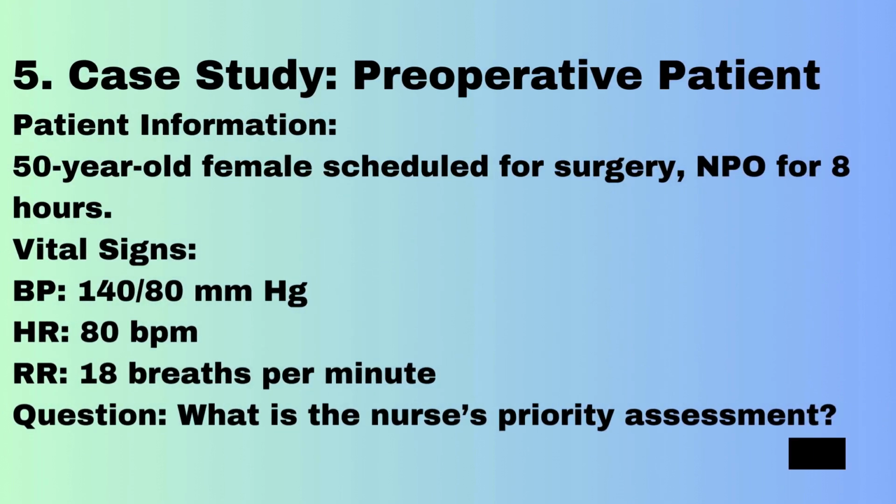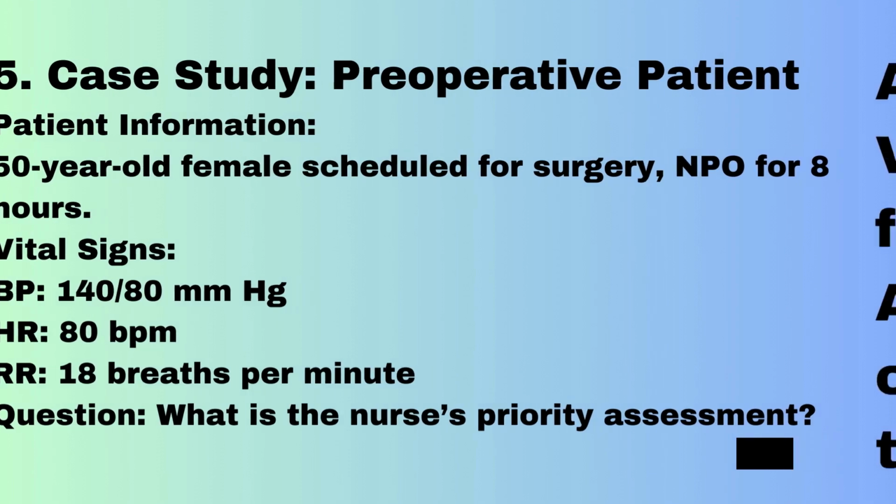Case study. Preoperative patient. Patient information. 50-year-old female scheduled for surgery. NPO for 8 hours. Vital signs. BP 140/80 mmHg. HR 80 BPM. 18 breaths per minute. Question. What is the nurse's priority assessment?